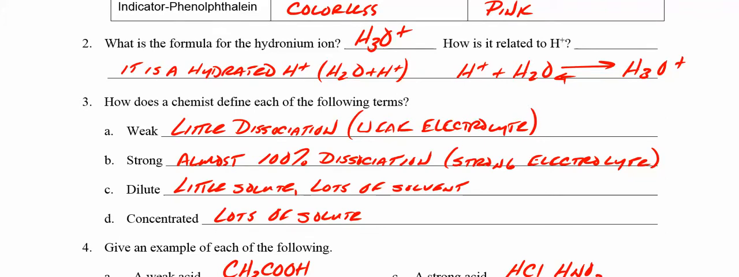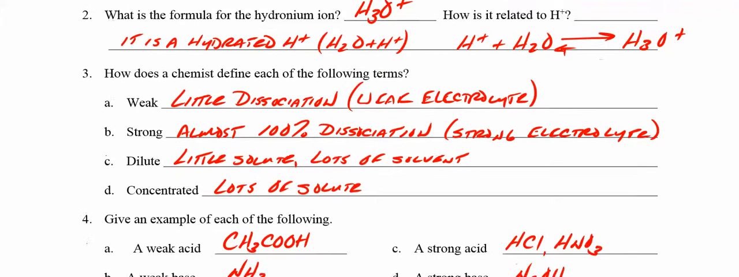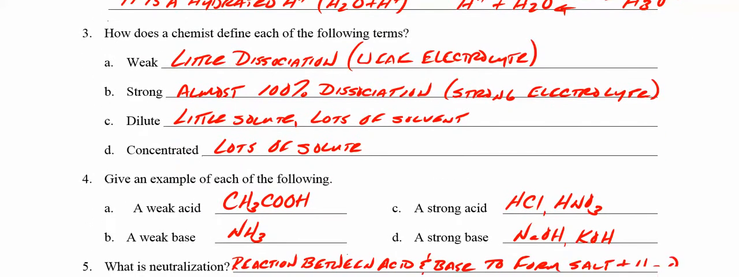So here we go to number 3. How does a chemist define each of the following terms? A weak acid, there's little dissociation, right? That's what we mean by a weak acid. A strong acid, almost 100% dissociation. It's a strong electrolyte. C, dilute. What do we mean by dilute? So you can have a strong acid that is dilute. That means that there's little solute, lots of solvent. Or you can have a concentrated acid. That means lots of solute. That's number 3. Let's go to number 4.